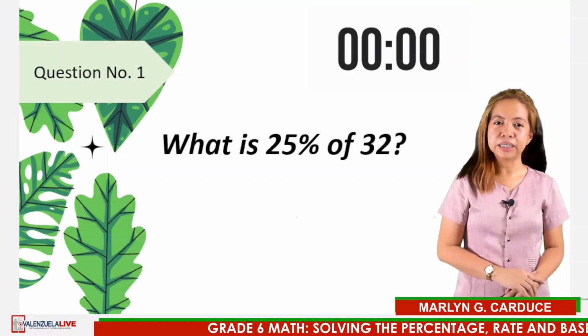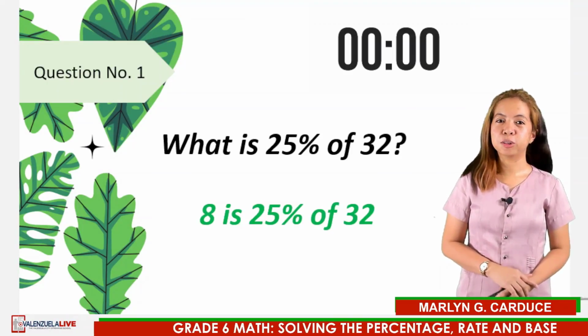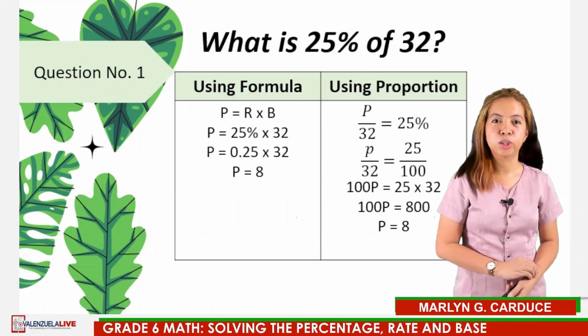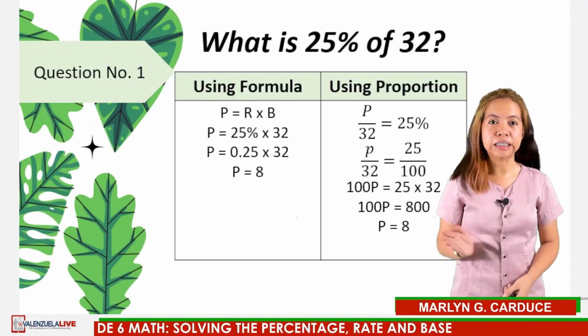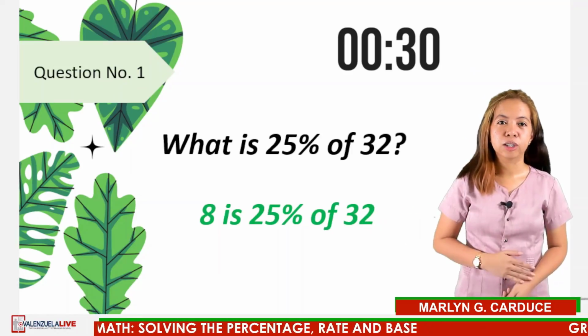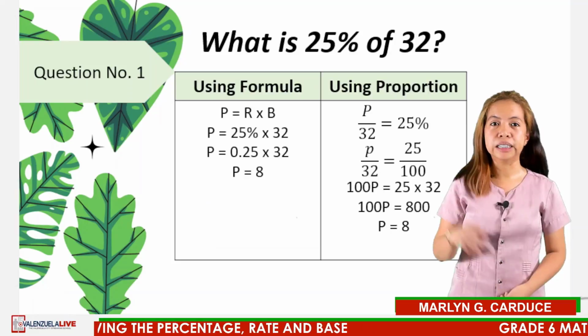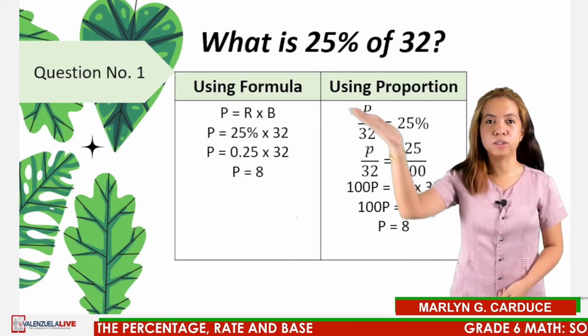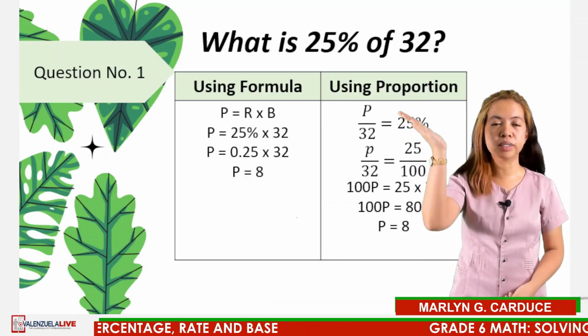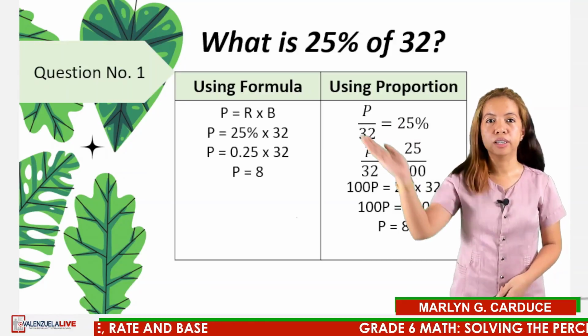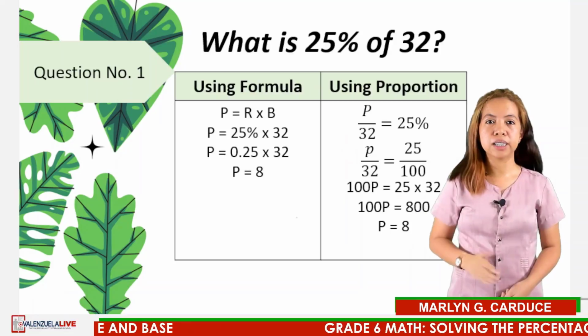Okay, time's up. Let's see. So 8 is 25% of 32. To solve for the 8, we are looking for the percentage. So we can use two different ways: using the formula or using the proportion. To solve for the percentage, we just have to multiply the rate and the base.